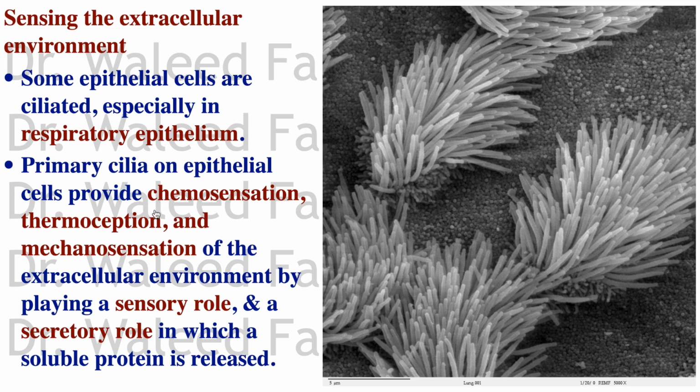One of the functions of the epithelium is sensing of the extracellular environment. This is a picture of the pseudo-stratified columnar ciliated epithelium. These are the cilia of the respiratory tract with the electron microscopy of the respiratory epithelium. These cilia have chemosensation, thermoreception and mechanoreception of the extracellular environment, and so they play a sensory role, and as a consequence they have a secretory role in which they secrete mucus to expel foreign materials to the outside of the body. This is an example of the sensing of the extracellular environment by the respiratory epithelium.